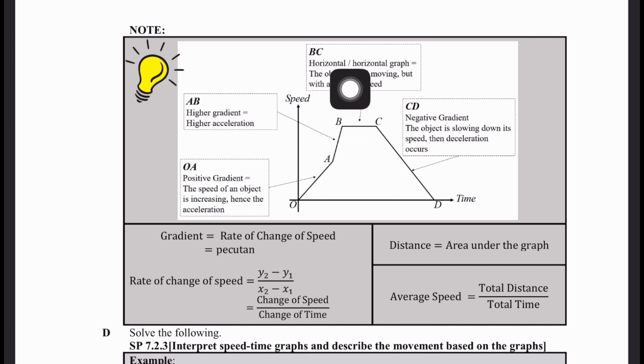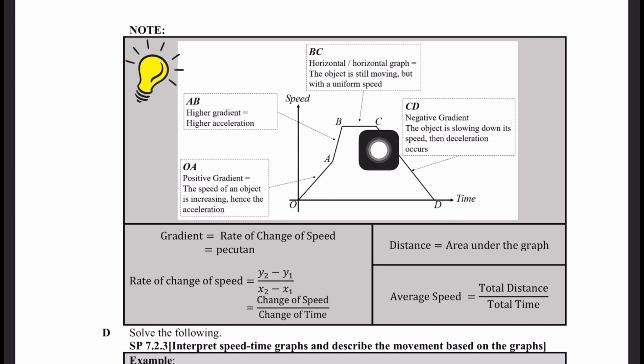Now BC. BC horizontal graph. It means the object is still moving but with a uniform speed. Contoh macam ni. Di sini 20. Di sini 40, lepas tu sini sampai sini 60. Sini dia 60 je, dia maintain je, dia masih bergerak, tapi constant speed ataupun uniform speed.